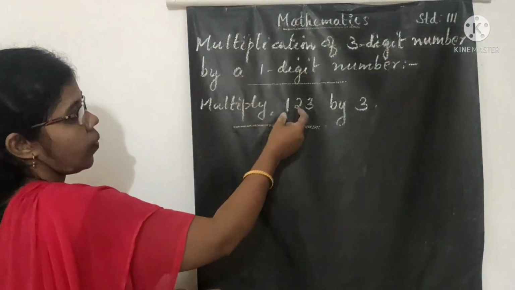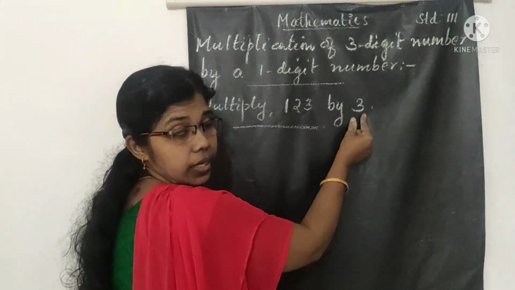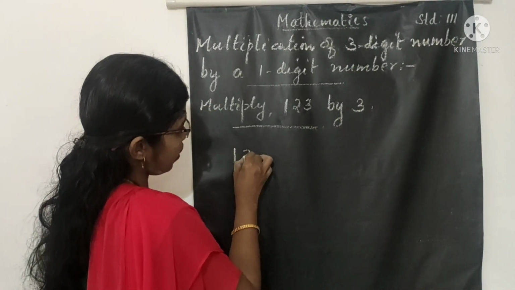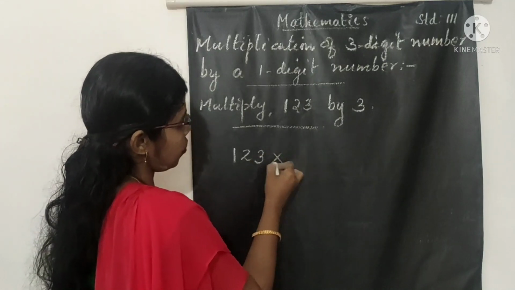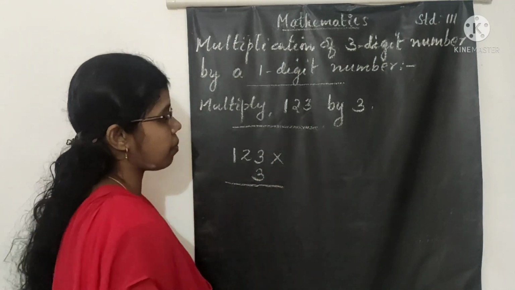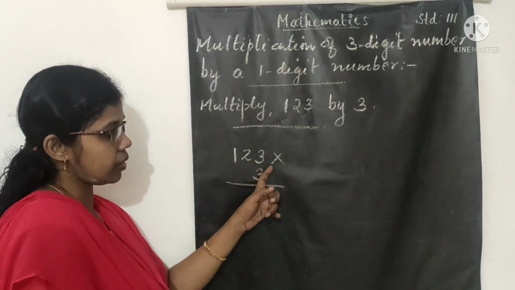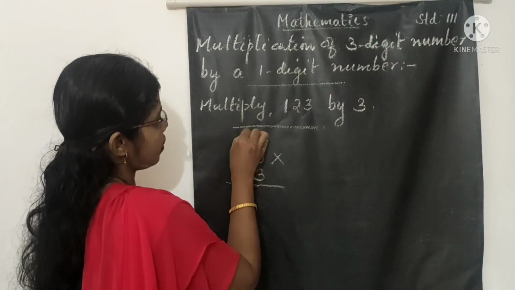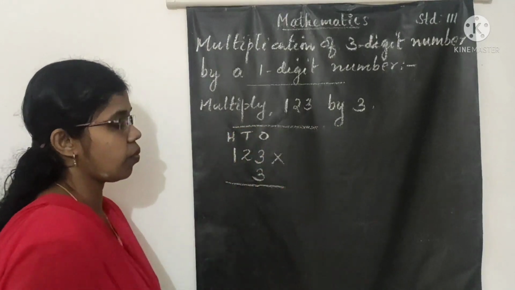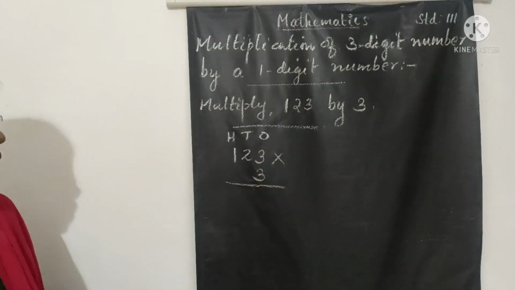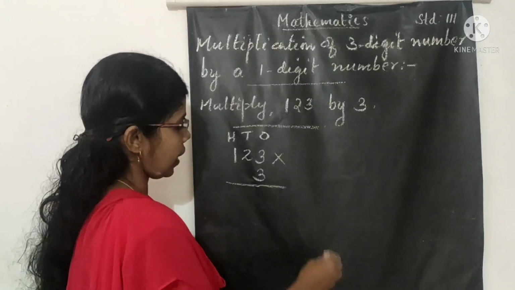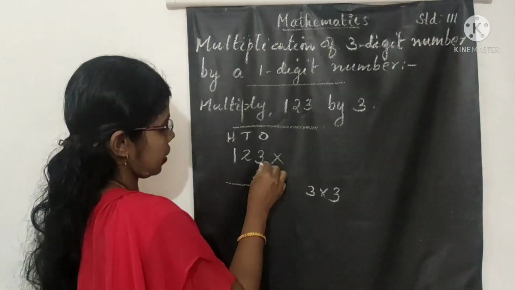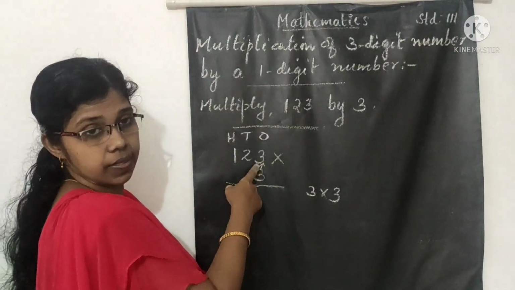Okay. Here one 3-digit number is given and a 1-digit number. That means multiply 123 into 3. Okay, here I mark the places: ones, tens, hundreds. Okay, first multiply 3 into 3. That is 3 ones and this 3 ones.